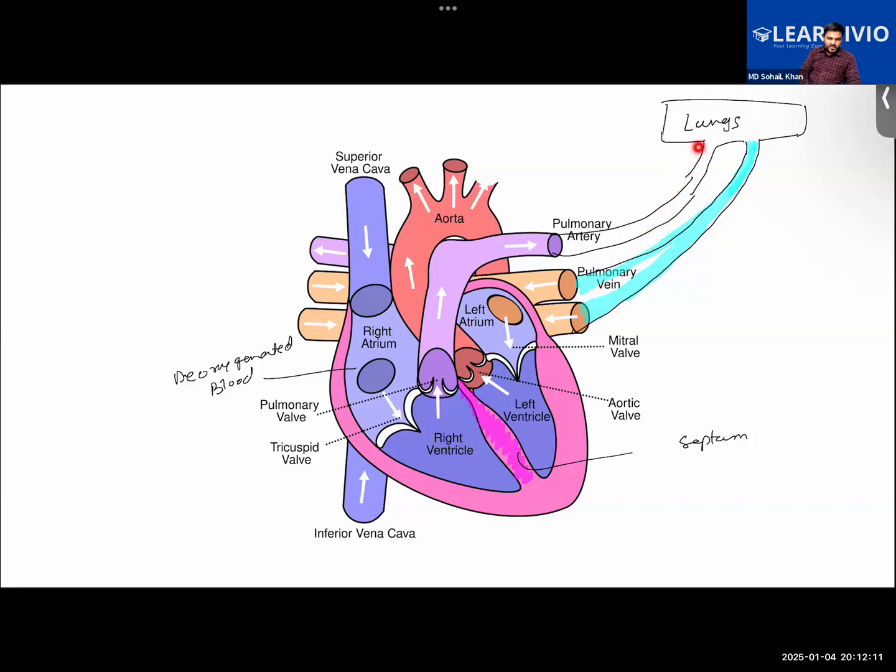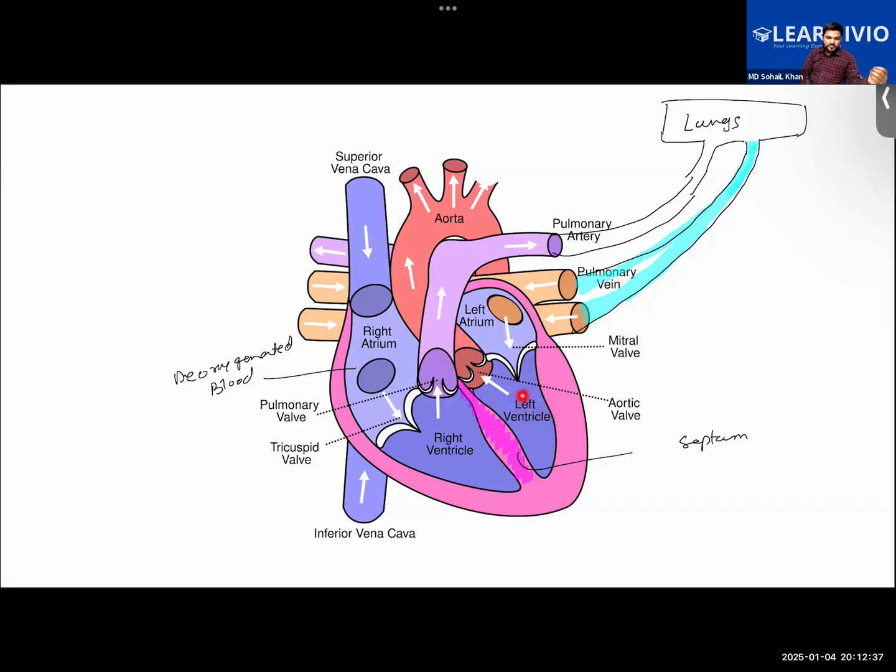Very good. So the lungs send the oxygenated blood via the pulmonary vein to the left atrium, and from the left atrium it goes to the left ventricle, which further sends it to different organs and tissues of the body via the aorta. Which is the strongest chamber out of all the chambers? The left ventricle.